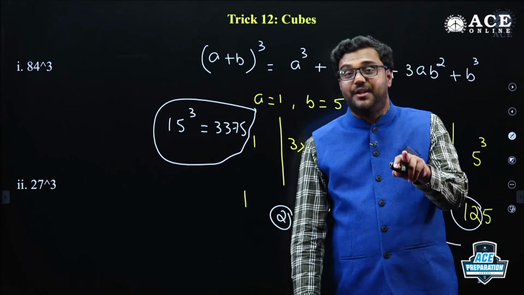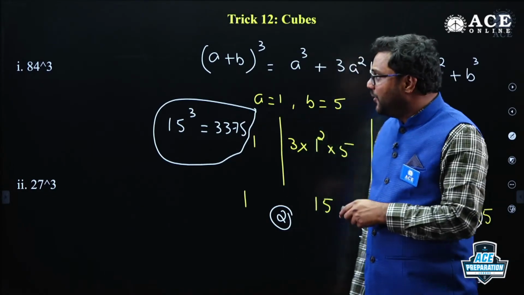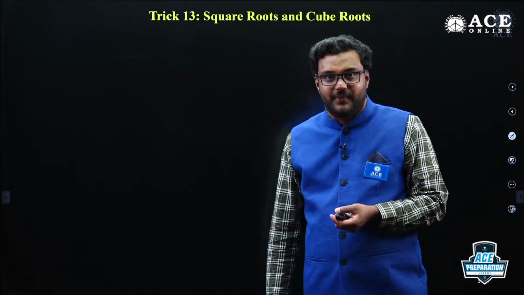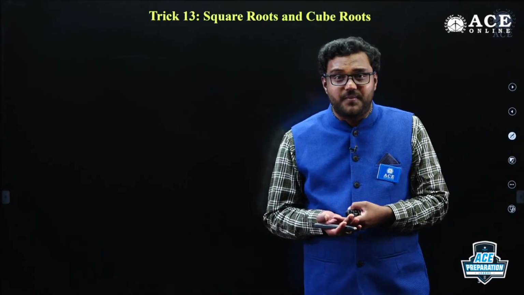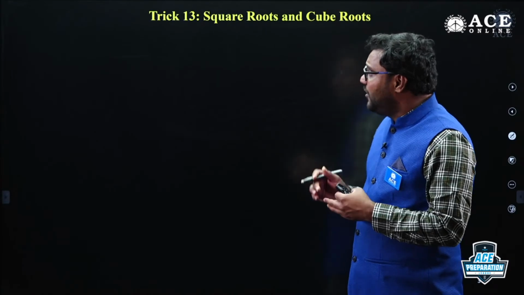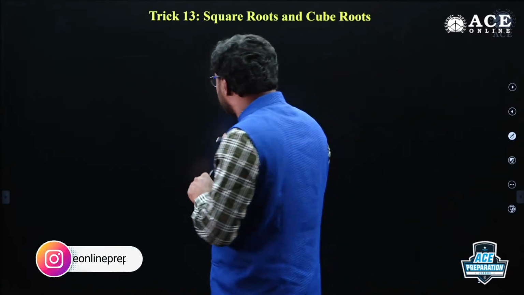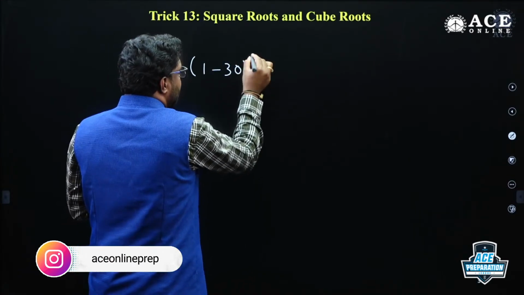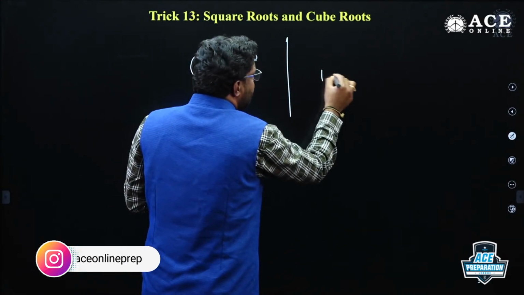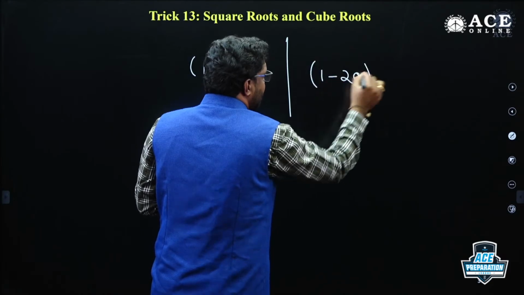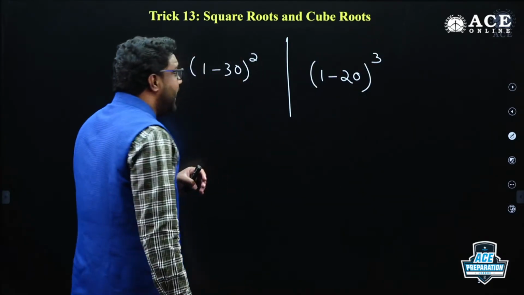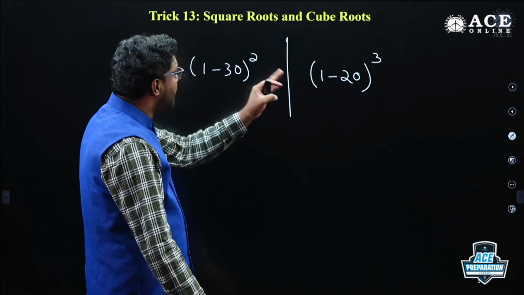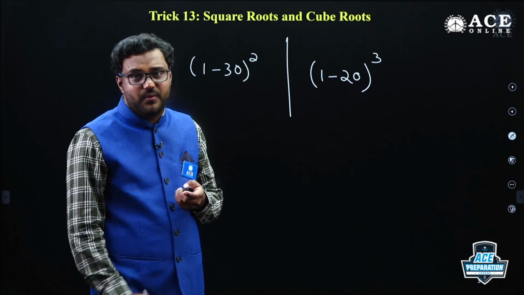Now square root and cube root, very important tricks regarding square roots and cube roots, my dear friends. First, if you want to go for square roots and cube roots, you must minimum know squares from 1 to 30 and cubes from 1 to 20. Then only we can handle square roots and cube roots.